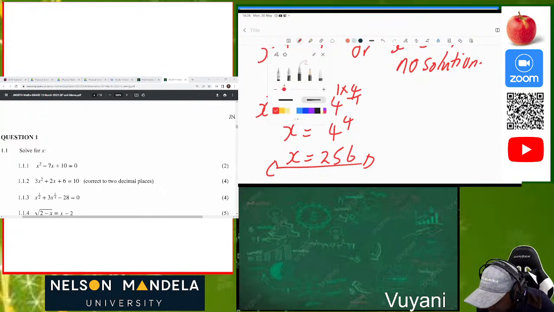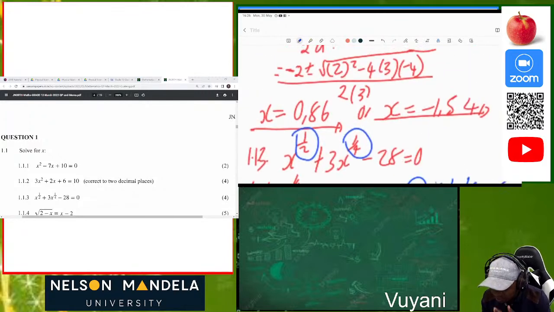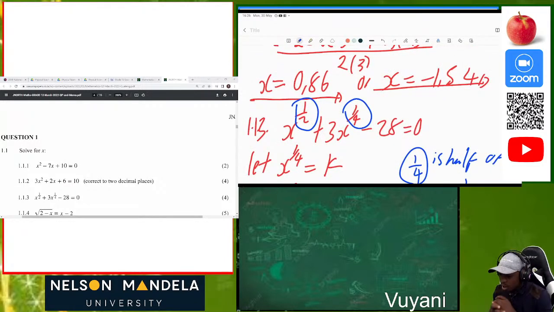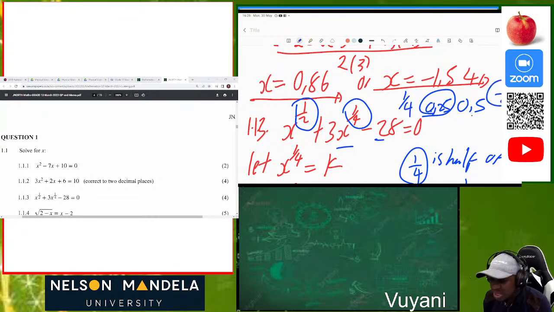Let me recap it so that you can understand. I used what we call the K method. Initially we were given x to the power 1 over 2 plus 3x to the power 1 over 4 minus 28 is equal to 0. I started by looking at the relationship between 0,5 and 0,25. 0,25 is 1 over 4, and 0,5 is 1 over 2. Between these two, there is something common which we can use. Half of 0,5 is equal to 1 over 4.